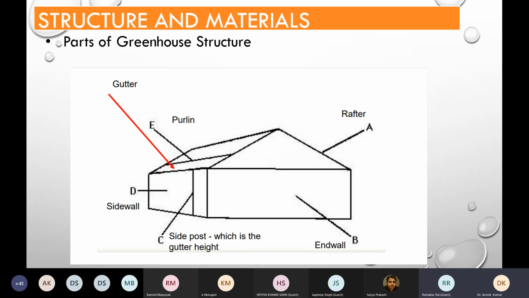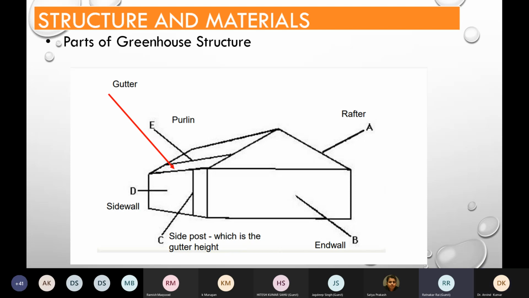Now, this is just a basic structure, just to make you aware of the components of a greenhouse. There's purlins, there's gables, there's sidewall. These are just basically to give you the terminology. So if you do interact with some vendors or some people who don't understand, you can tell them about the terminology, so everybody gets on the same page if you use the right word.